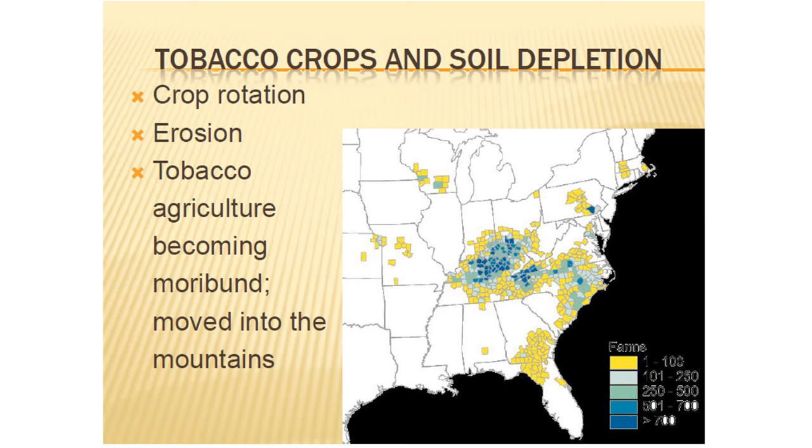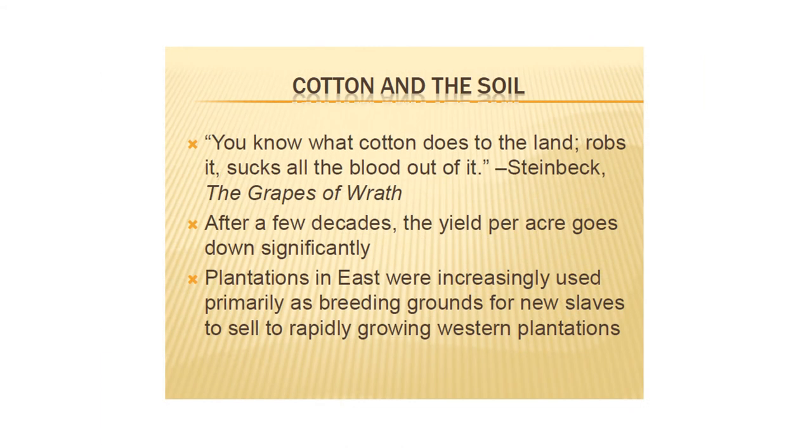Same thing happens with cotton. As a character said in Steinbeck's The Grapes of Wrath, you know what cotton does to the land? Robs it. Sucks all the blood out of it. Especially if you have these monoculture fields of all cotton year after year after year. Each year, the yield of cotton you get per acre is going to go down significantly until eventually that land is worthless for growing cotton. And that's what had started happening by the 1860s, after this cotton thing had been going on for about 50 years in even the easternmost part of the Deep South. So they increasingly needed new lands to grow cotton in if they were going to continue to expand, or even to continue to produce the same amount they were presently producing.